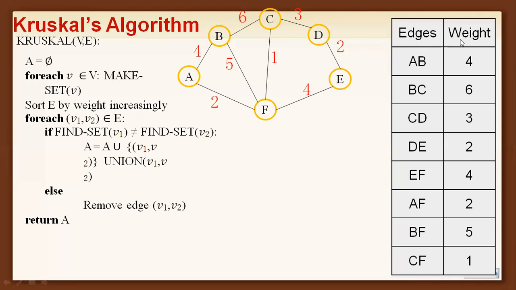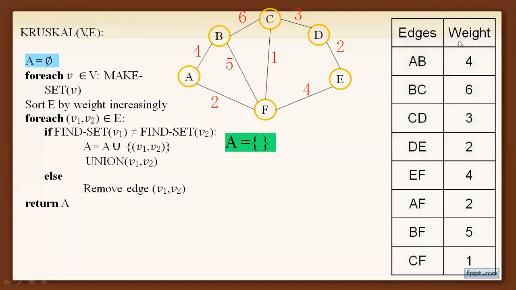Once the edges and weights are entered in the table, the next step is to find the array size. The array size is empty. That means none of the vertices or edges have been selected in the given graph.